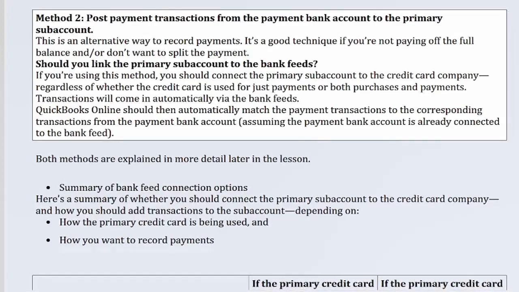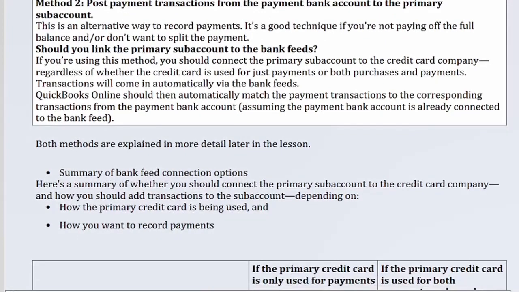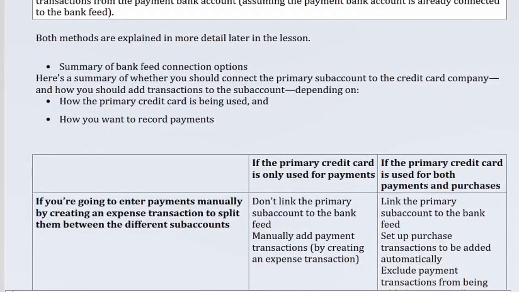If you're using this method, you should connect the primary subaccount to the credit card company, regardless of whether the credit card is used for just payments or both purchases and payments. Transactions will come in automatically via the bank feeds. QuickBooks Online should then automatically match the payment transactions to the corresponding transactions from the payment bank account, assuming the payment bank account is already connected to the bank feed. Both methods are explained in more detail later in the lesson.